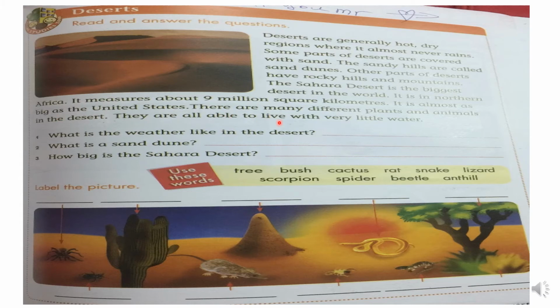There are many different plants and animals in the desert. We have different kinds of plants and animals in the desert. And these animals and the plants can survive in desert. They are all able to live with very little water. Let's find out the difficult words, then we will answer the questions.